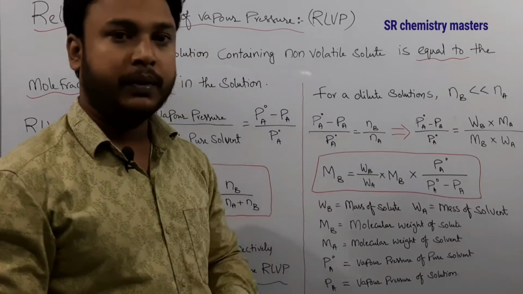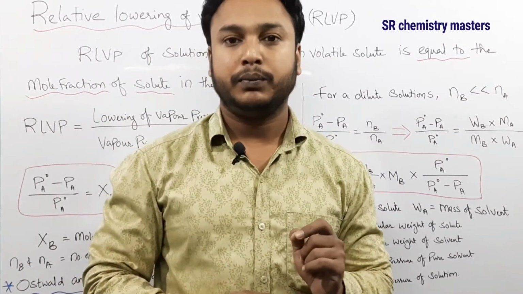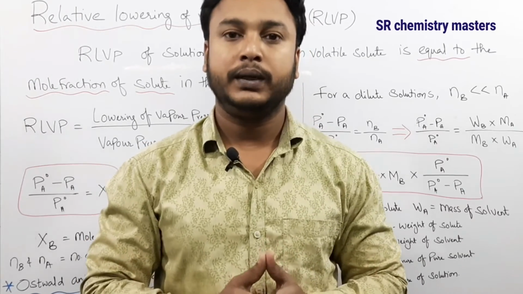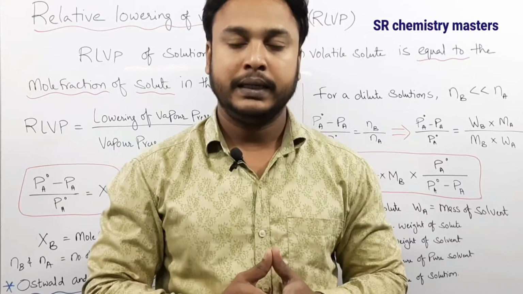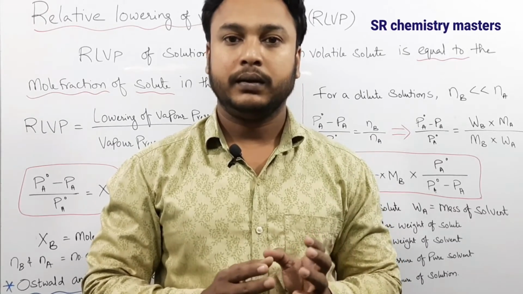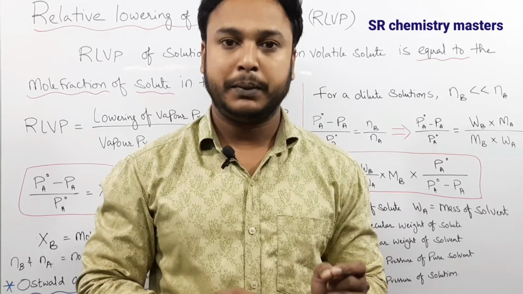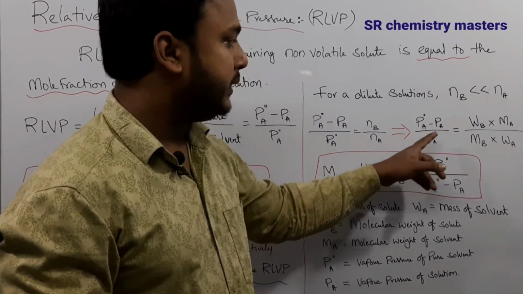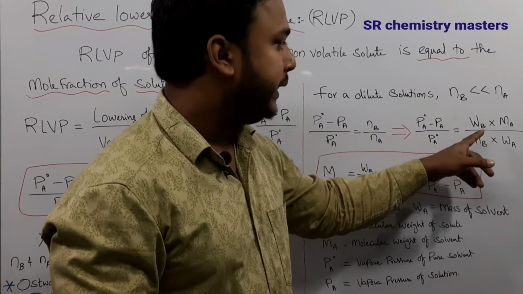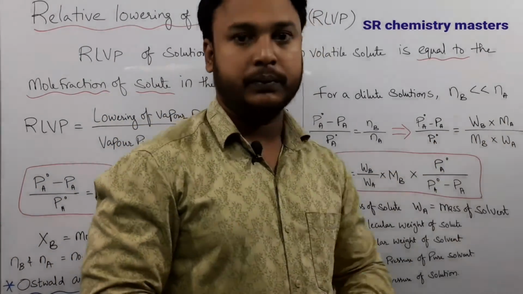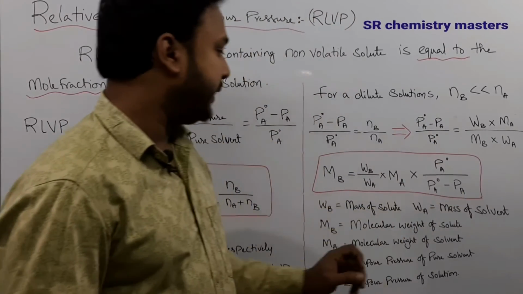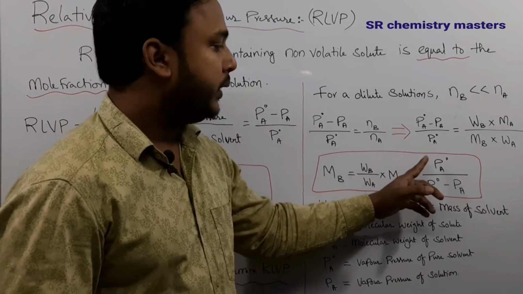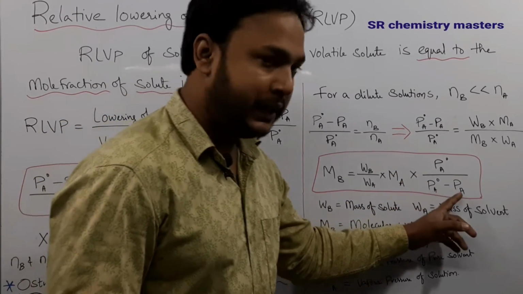NB by NA. But we know that NB is the number of moles of solute and NA is the number of moles of solvent, and we know that number of moles of solute or solvent is equal to weight by gram molecular weight, or weight by molecular weight. Here PA naught minus PA by PA naught is equal to WB by MB into MA by WA. On simplification of this, we get the formula MB is equal to WB by WA into MA into PA naught by PA naught minus PA.